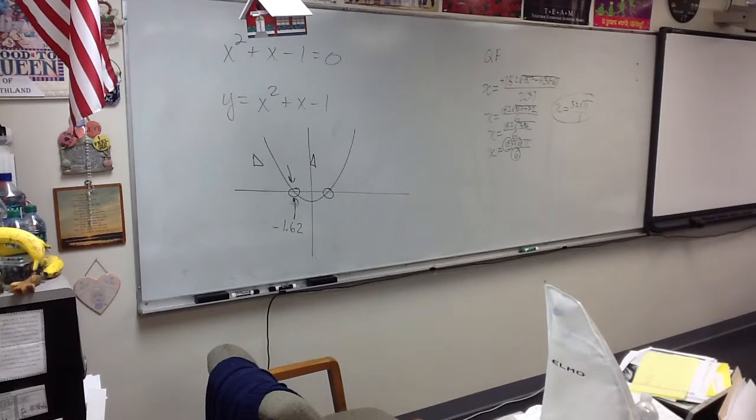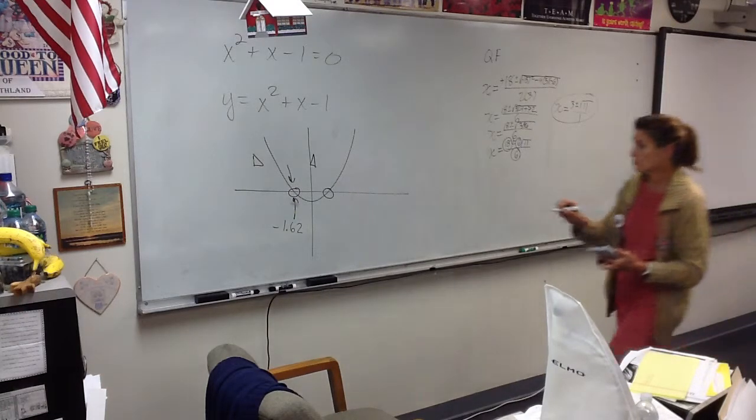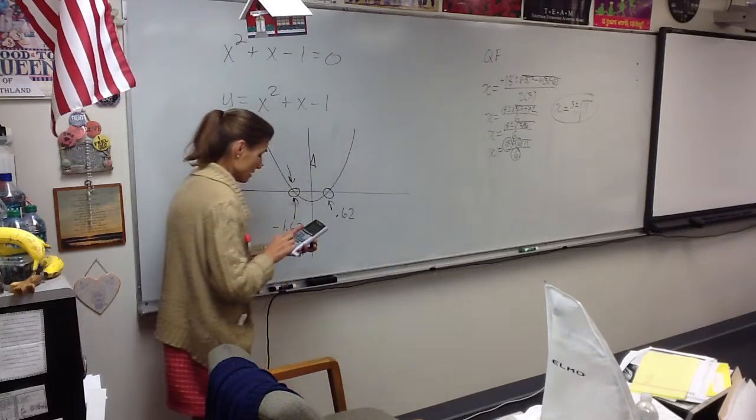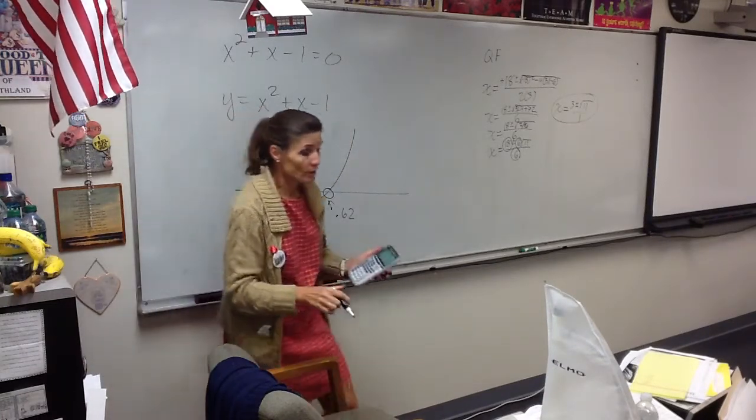How many answers does this problem have? 2. I have found one of them. To find the other one, I start over again. Second calc. Click to 0. Left bound. Right bound. And answer. That one is 0.62. So Maya, those are the 2 answers to the question.